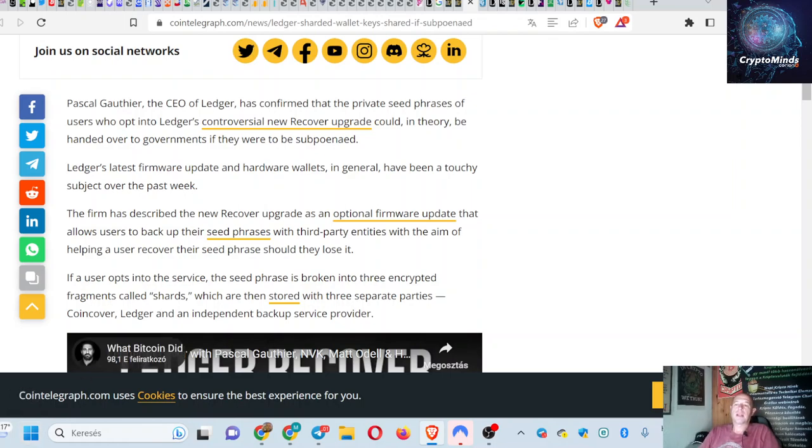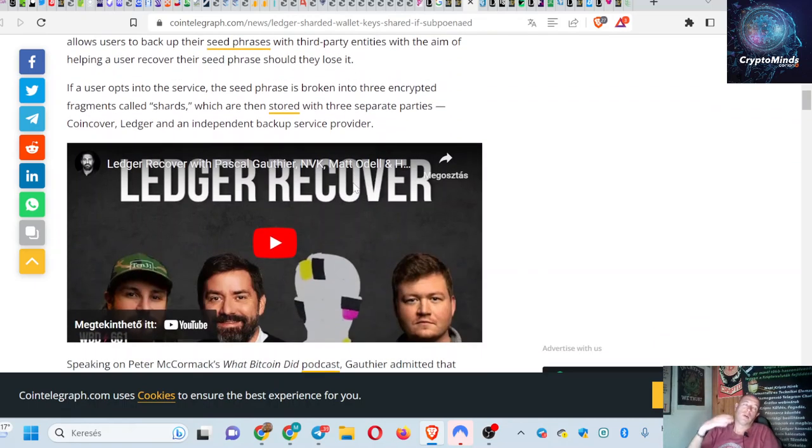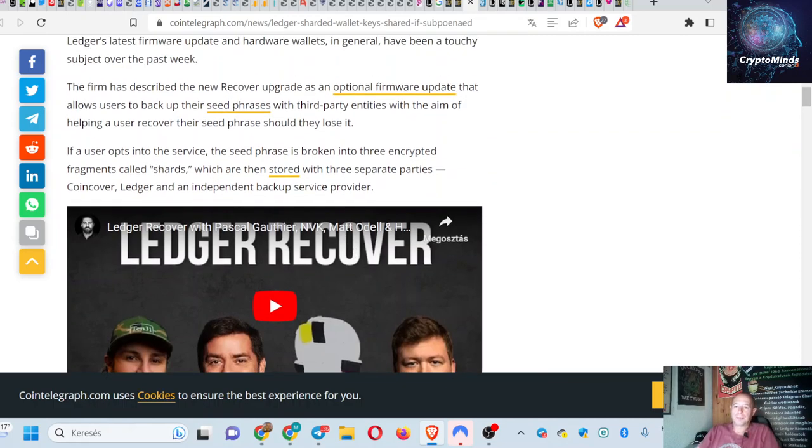The firm has described the new recovery upgrade as an optional firmware update that allows users to back up their seed phrases with third-party entities, with the aim of helping users recover their seed phrase should they lose it. So this is almost for newbies and for newcomers, for missing people, not for crypto OGs.